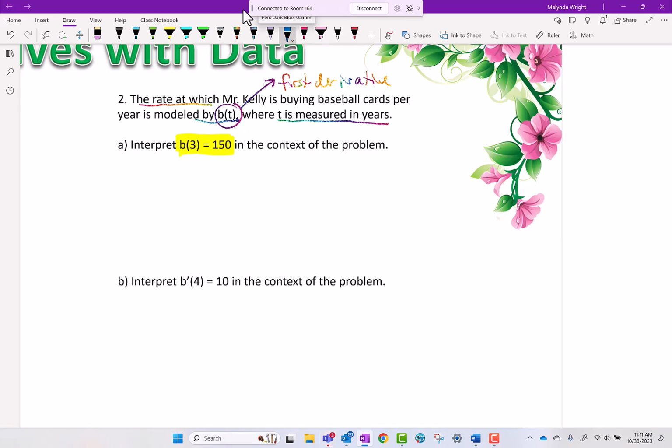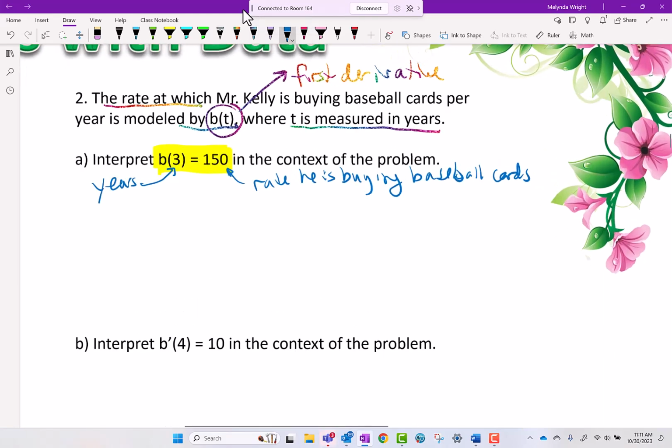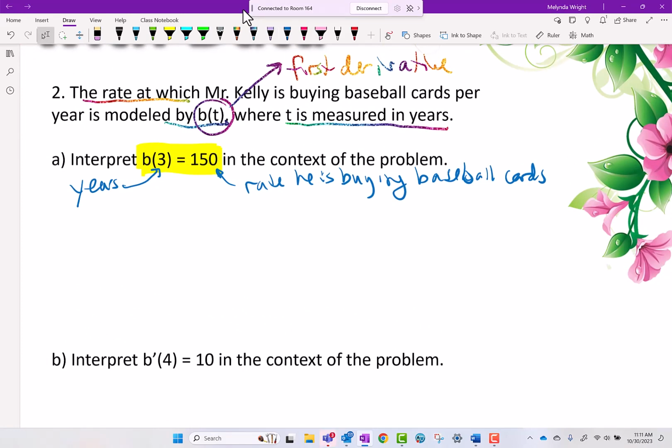The 3 stands for time, right? And in this case, it's years. And the 150 stands for the rate he is buying baseball cards. So we need to identify what those numbers mean. The 3 is the time, which is in years, and the 150 is the rate he's buying baseball cards. So let's try to interpret, what does this mean?